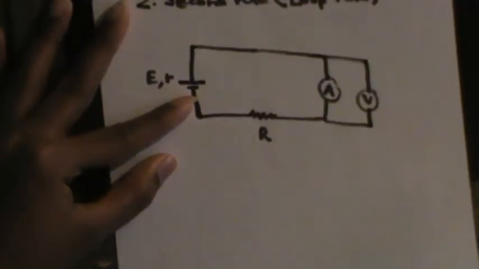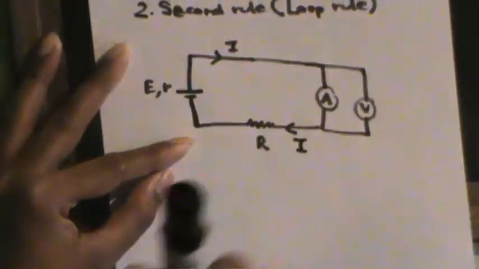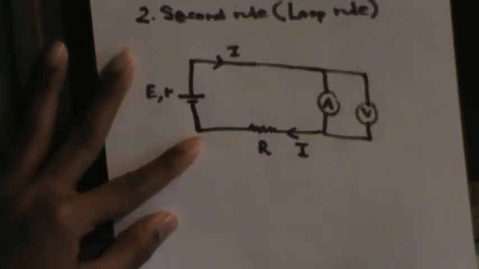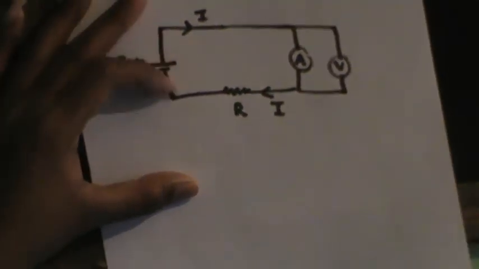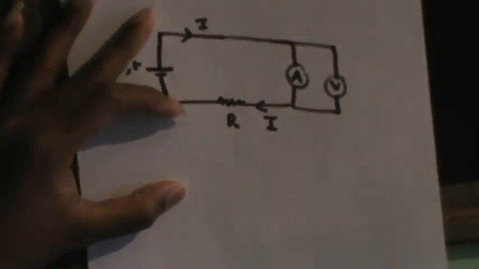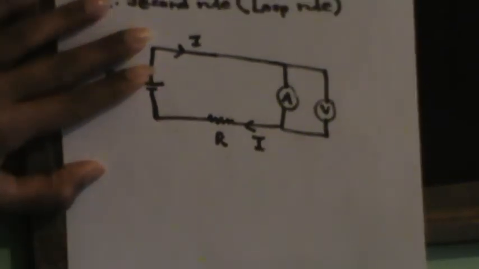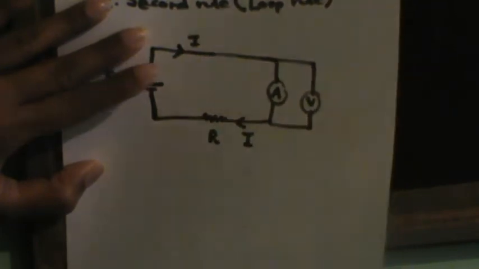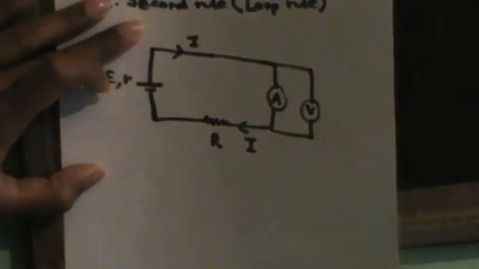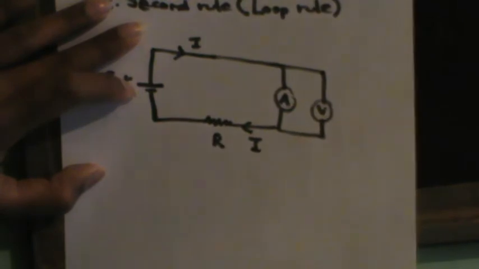And I'll take the current's direction to be something like this, from the positive end to the negative end. So what actually happens, as we learn from the circuit configuration, is that, as Kirchhoff's second rule explains, the algebraic sum of the changes of potential around any loop is 0. So what are the changes that happen to the potential when you send a current like this?